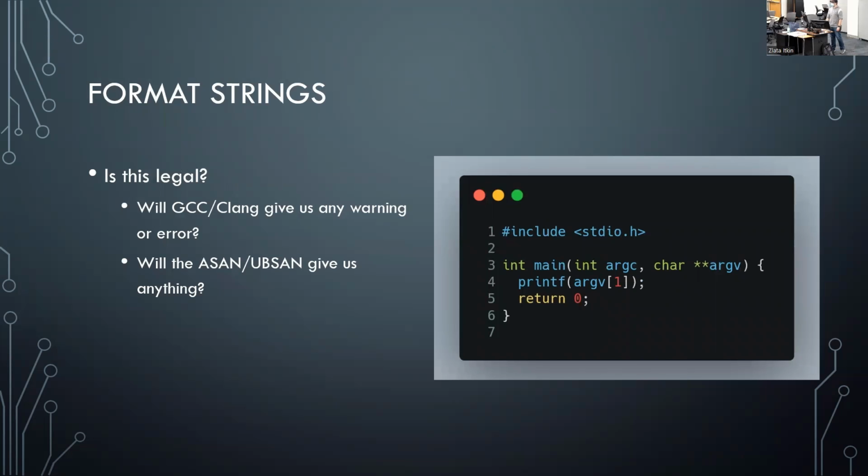Now, here's a question. In this snippet right here, is this actually legal? Is Clang or GCC going to give us any warnings or errors? Or will the sanitizers like ASAN and UBSAN actually give us anything? What does the audience say? Hands up if you think the compiler is actually going to care. No? So I guess you all think that it's going to let it compile?